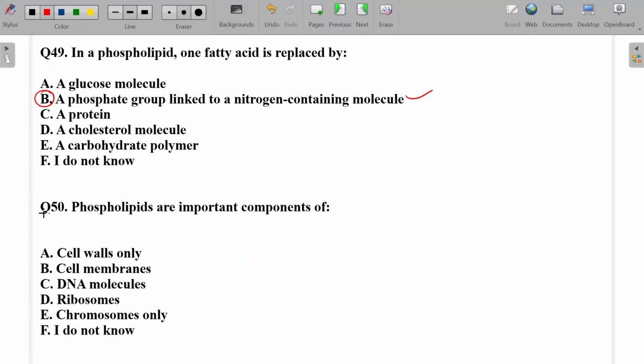Then question 50. Phospholipids are an important component of: A. Cell walls only, B. Cell membranes, C. DNA molecules, D. Ribose, E. Chromosomes only, F. I do not know. Cell membrane. Correct. Cell membranes.